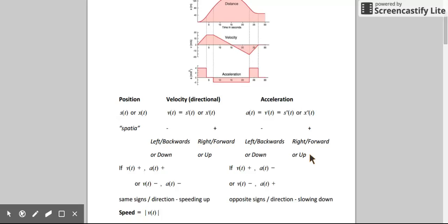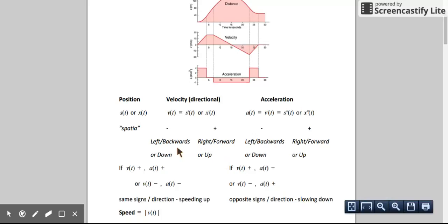Velocity and acceleration can work together, or they can work against each other. If I'm accelerating in an opposite direction than I am traveling, then that must mean that I am slowing down. If I'm moving to the right, but accelerating opposite of that, then I must be slowing down. Or if I'm moving to the left or backwards or downward, and I'm accelerating opposite of that, I'm slowing down.